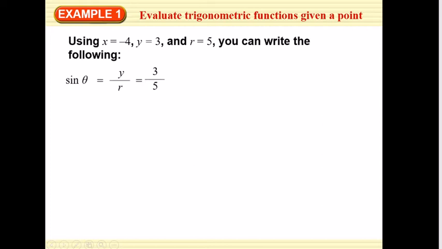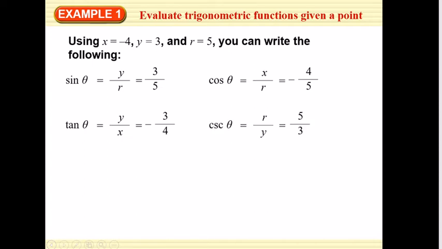So sine, being y over r, is 3 over 5. Cosine, x over r, is negative 4/5. Tangent is -3 over 4. And then all I need to do here for the next 3 is take the reciprocal of their corresponding functions. So cosecant ends up being 5/3. Secant is -5/4, and cotangent is -4/3.